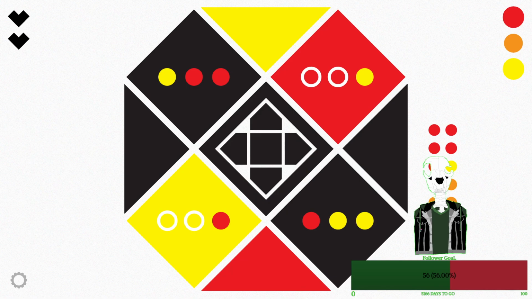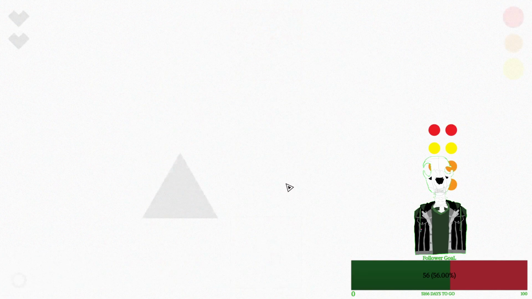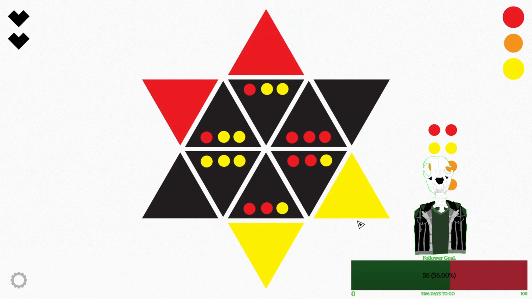No, we just did that one. Don't fuck with me. Two reds, two yellows, four oranges. Okay. See if we can't figure this out.